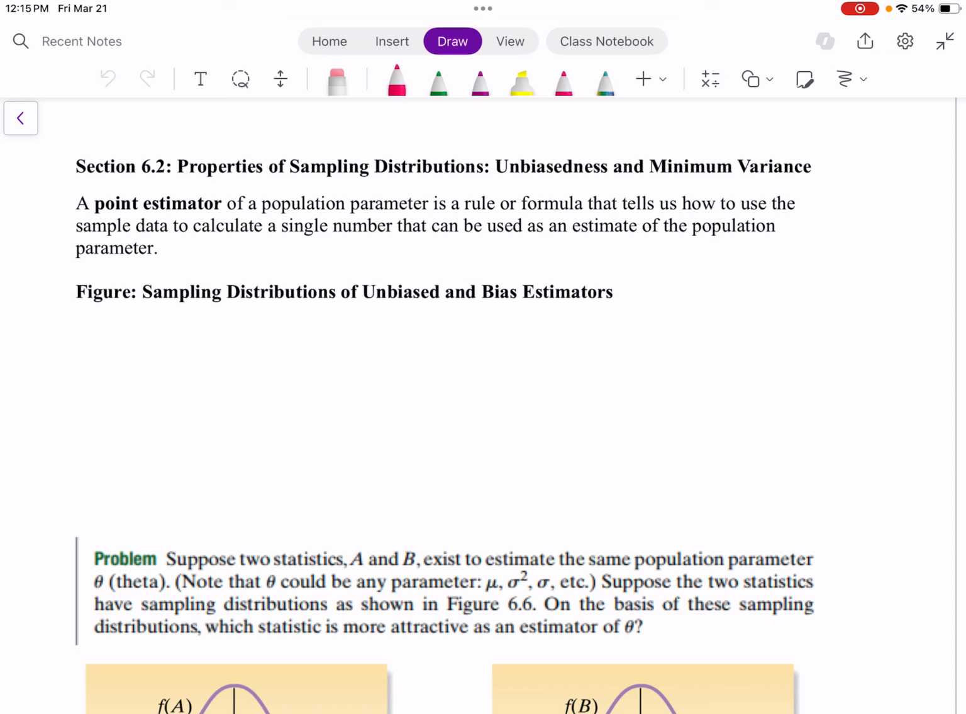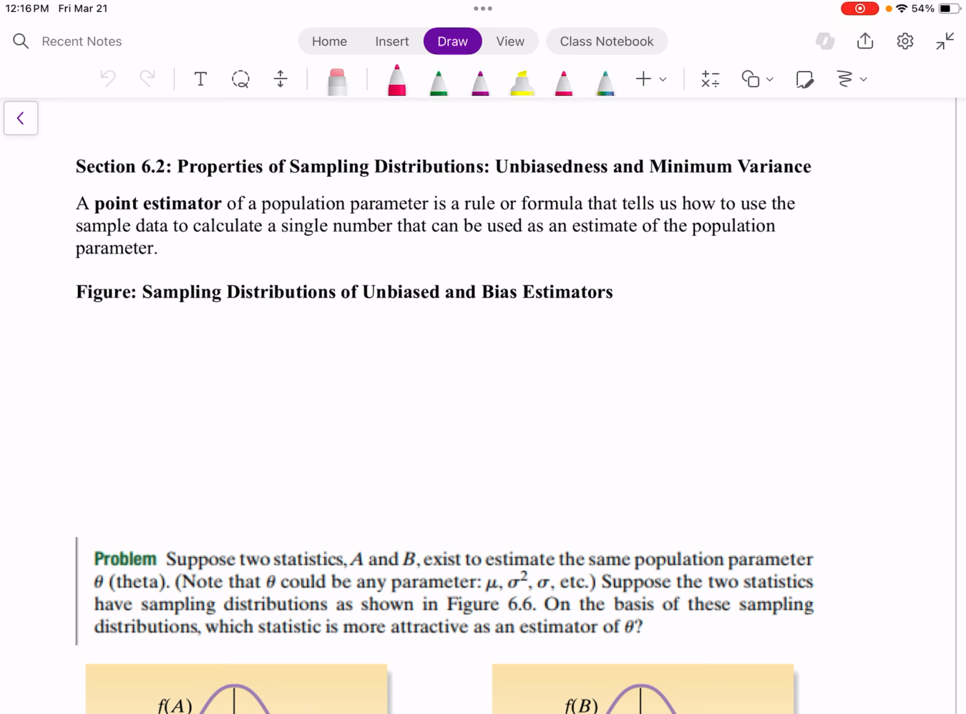Okay, in section 6.1, we started our sampling distribution. In this chapter we are trying to learn how to make an estimation of our parameter. To make an estimation of a parameter, what do we need? We need a sample, right? And from the sample, what do we calculate? We calculate a statistic. And with the help of a statistic, we make an estimate of a parameter, okay?